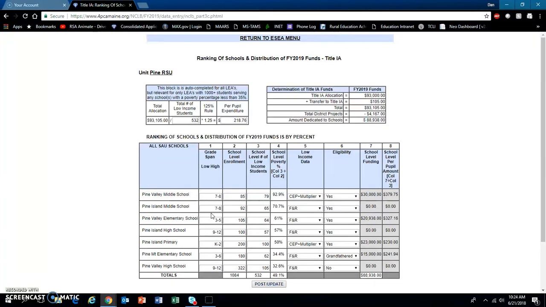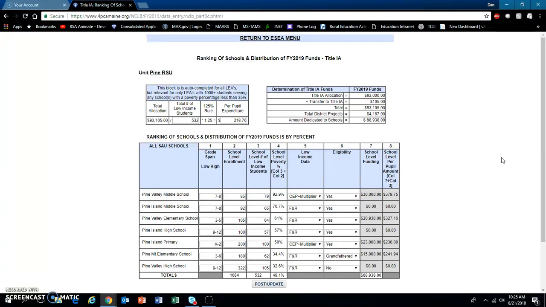Rank and distribution rules must be followed if a district has more than 1,000 students and at least one grade level with multiple school buildings. So in this example that we have on the screen, we have more than 1,000 students and we have more than one building at each grade level. Therefore, we must follow the following rules.